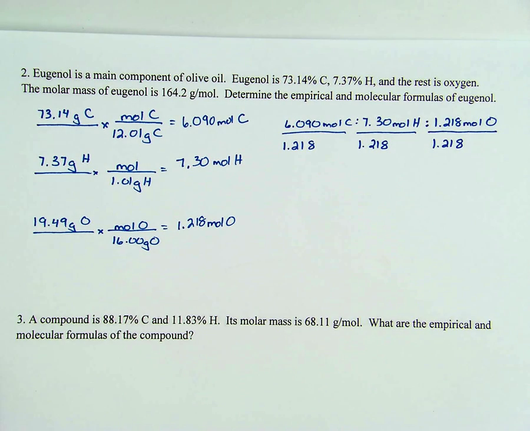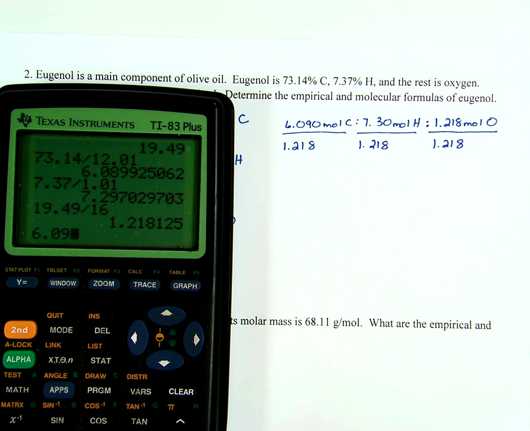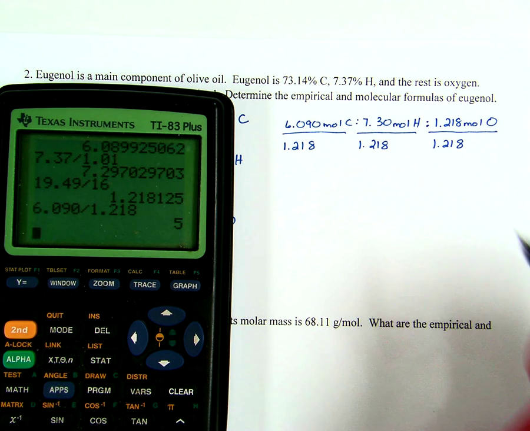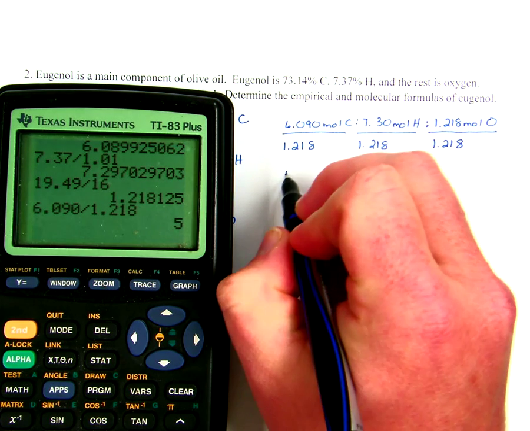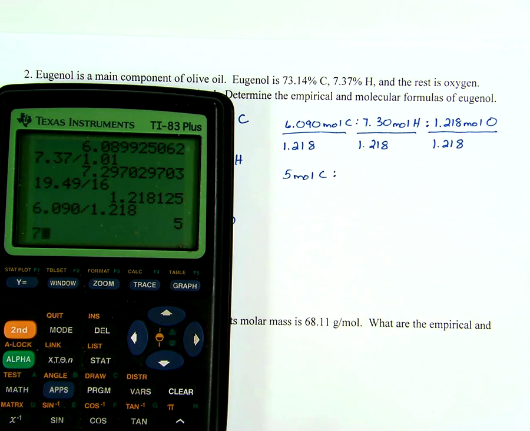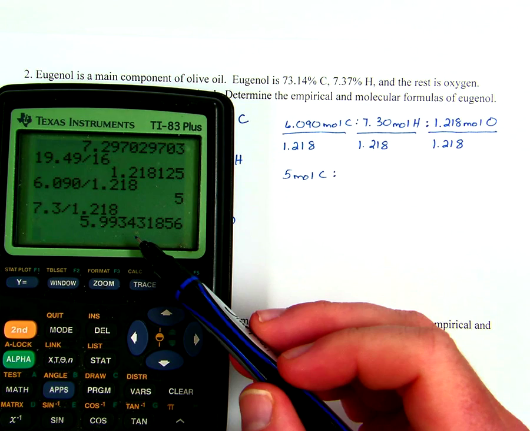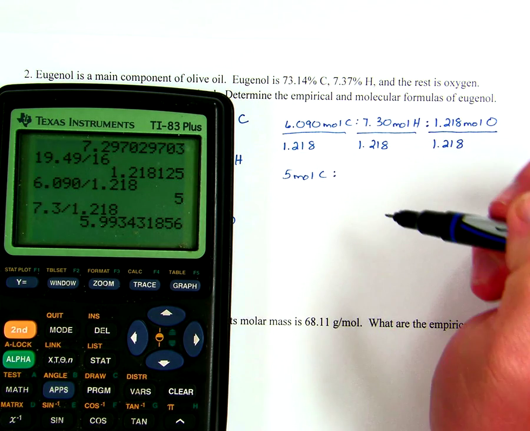Alright, so we have 6.090 divided by 1.218, and that is exactly 5 moles of carbon. And I have 7.3 divided by 1.218, and that gives me 5.99343. Now, you might think, I should have 3 sig figs, so that'd be 5.99.